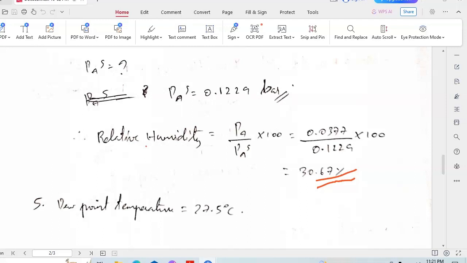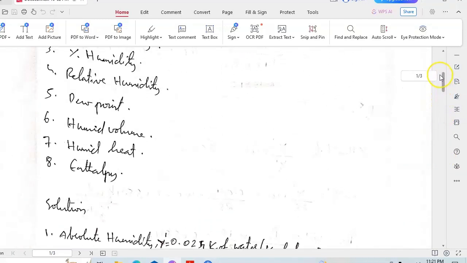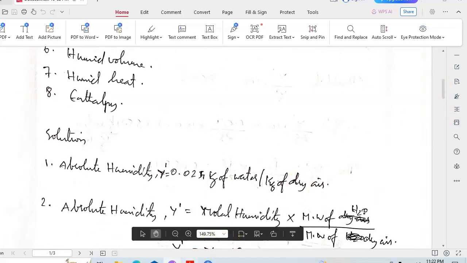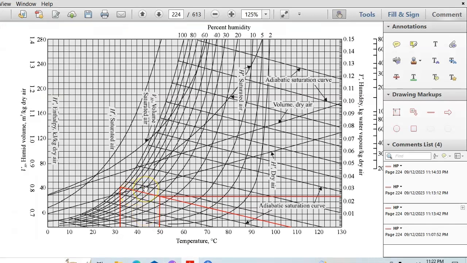Then moving to the fifth question, dew point temperature. Moving to the psychrometric chart, dew point. This is our point of interest. Dew point means the point of interest. Take it to the right side of the psychrometric chart. This is our point of interest.